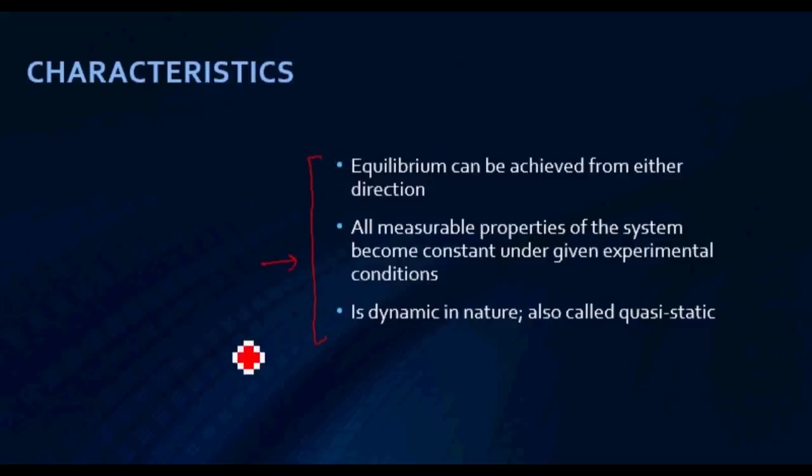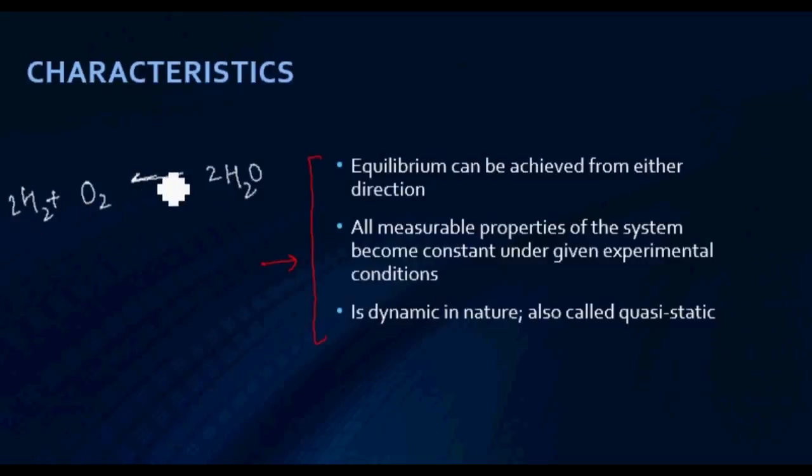So see, basically when I say that equilibrium can be achieved from either direction, what I mean is that instead of starting from H2 plus O2, I can also start my reaction from H2O. So this means H2O is now going to break, it will now break to form H2 plus O2. So balancing this reaction, this will be how the reaction will take place.